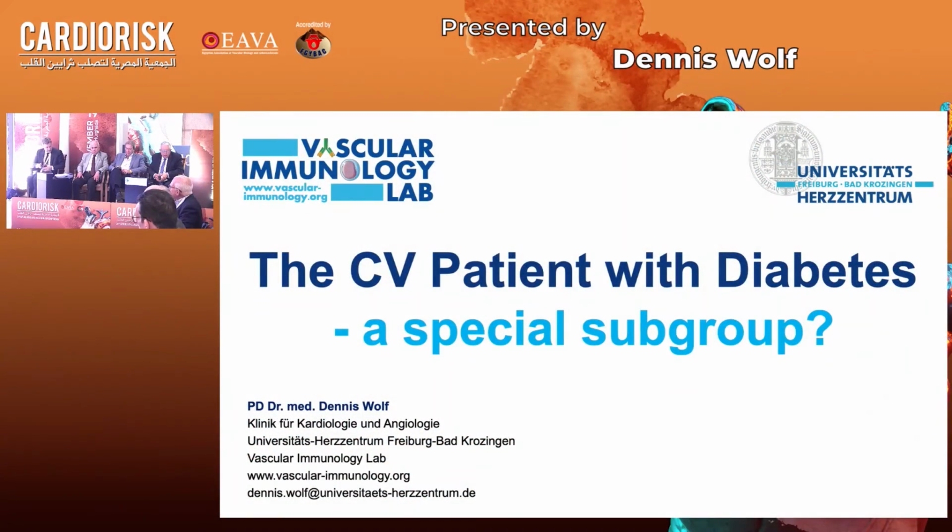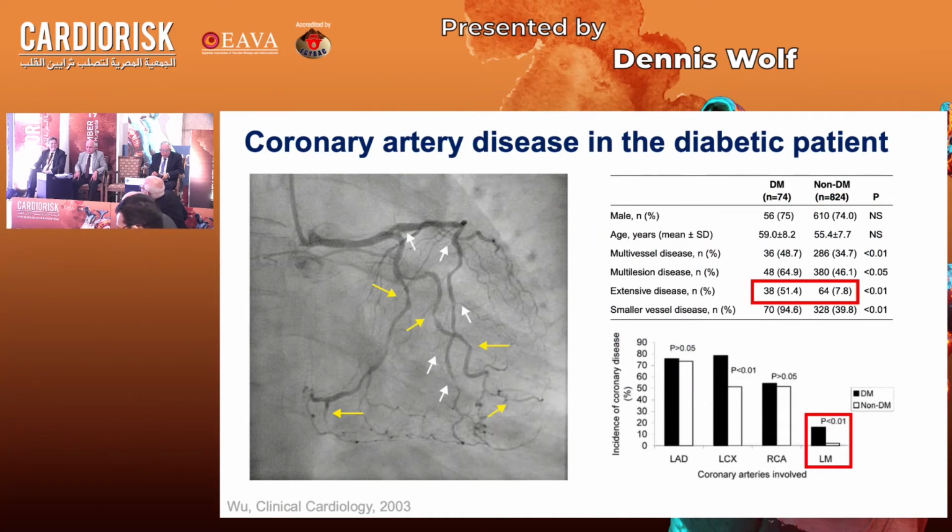Hi everybody, this is Dennis Wolf from the University Heart Center in Freiburg, Germany. Welcome to this virtual presentation. I would like to talk about the patient with diabetes mellitus and cardiovascular disease, and about what makes this patient really specific. So let's start with an observation in coronary angiography that you see on the left side.